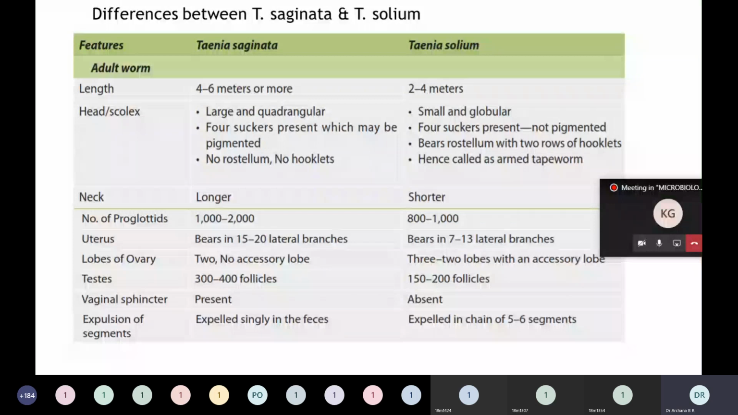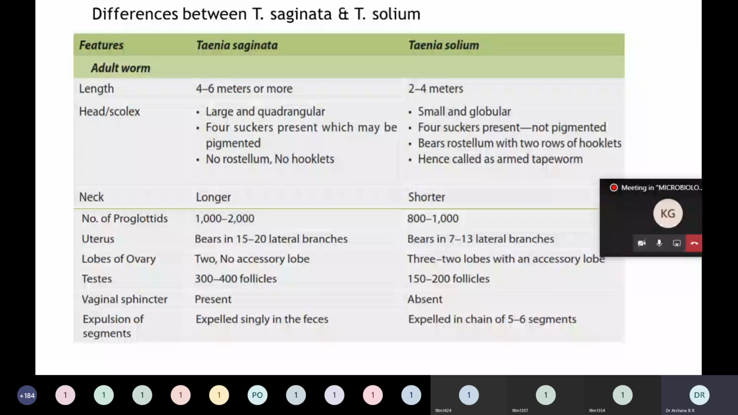Coming to the body, that is the number of proglottids. It is 1000 to 2000 in saginata. It is about 800 to 1000 in solium. Uterus bears 15 to 20 lateral branches, which are more in saginata and fewer in solium, that is about 7 to 13 lateral branches.